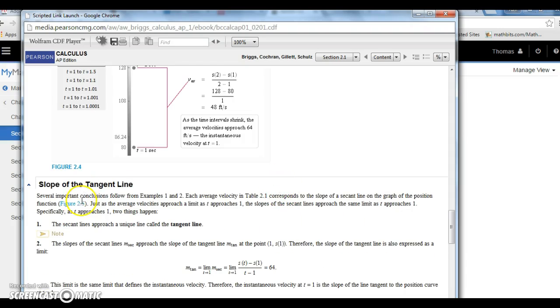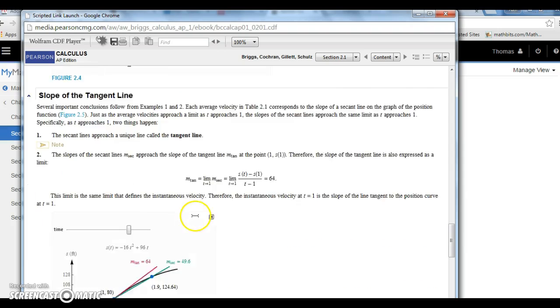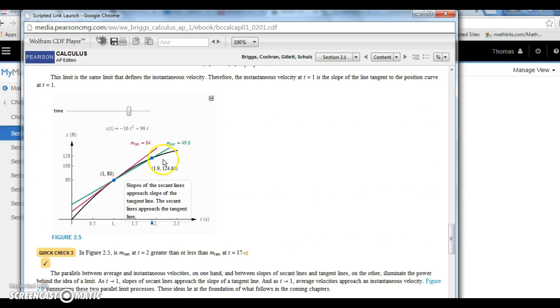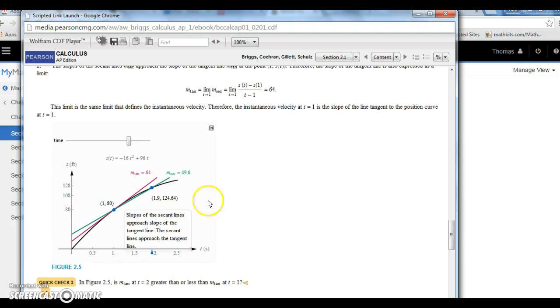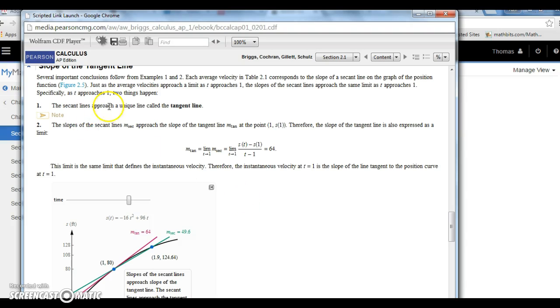All right, slope of the tangent line. Several important conclusions follow from examples 1 and 2. Each average velocity in table 2.1 corresponds to the slope of a secant line on the graph of the position function in figure 2.5, which is right here. Okay, so let's repeat that.